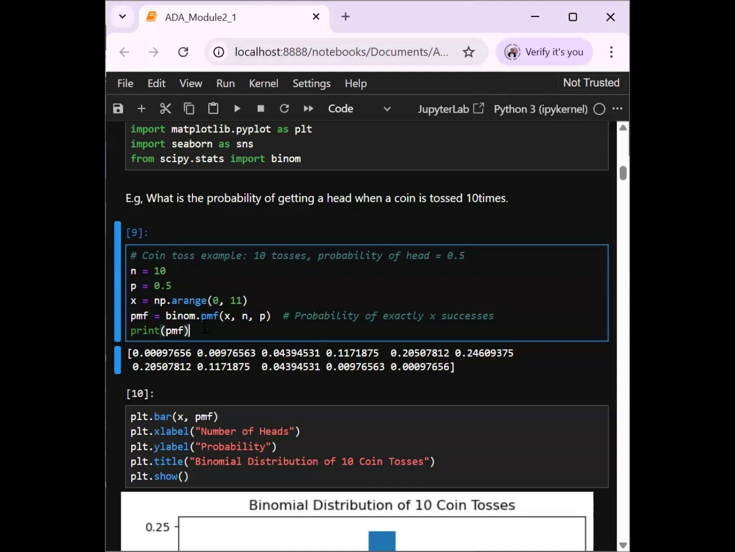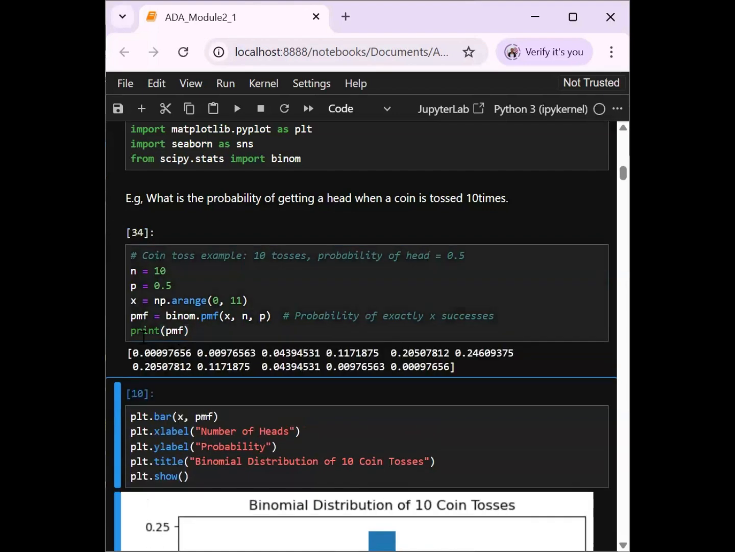So when we print this out, we are seeing that the probability of getting a zero, the probability of getting zero heads, like in this trial that we just did, is 0.00. This is the value. The probability of getting one, probability of getting two, probability of getting three, four, five, like that.